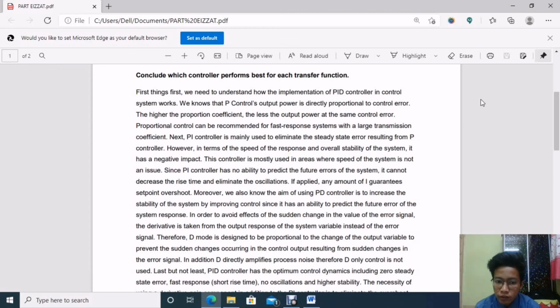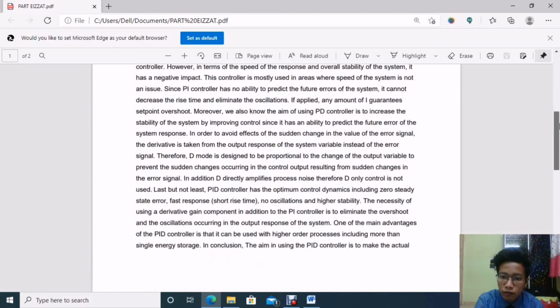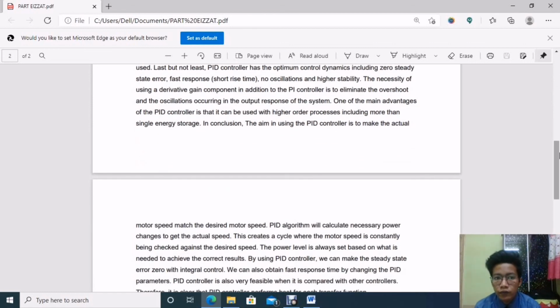Last but not least, the PID controller has the optimum control dynamics, including zero steady state error, fast response, which is a short rise time, no oscillations, and higher stability. The necessity of using a derivative gain component in addition to the PI controller is to eliminate the overshoot and the oscillation occurring in the output response of the system. One of the main advantages of the PID controller is that it can be used with higher order processes, including more than a single energy storage.